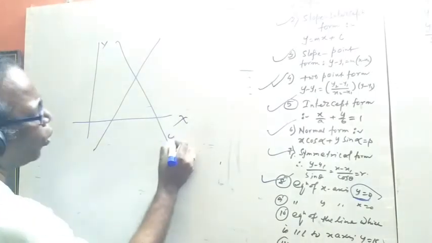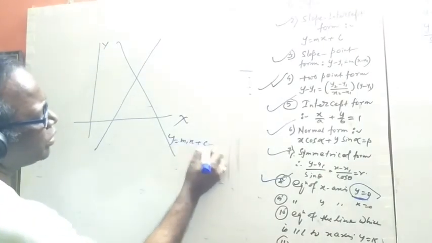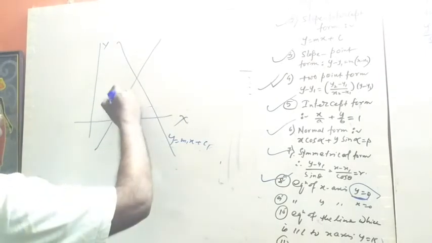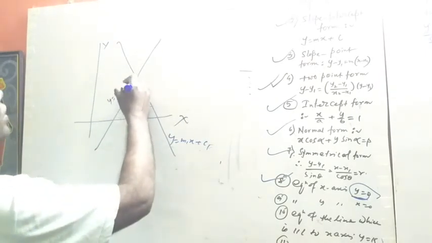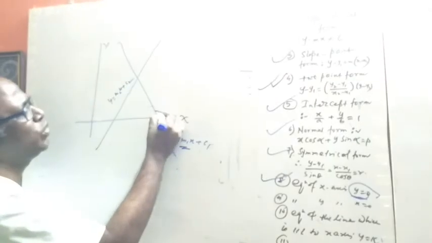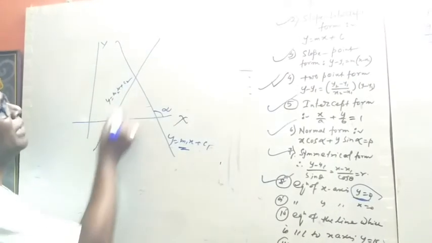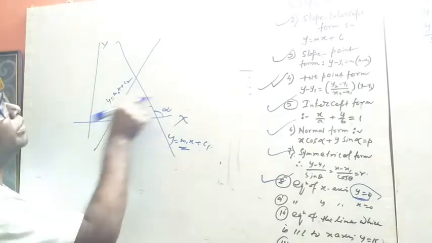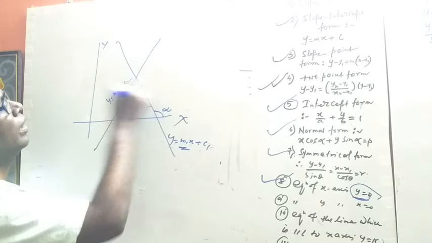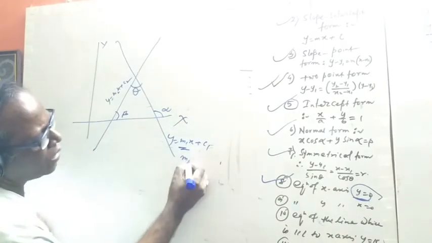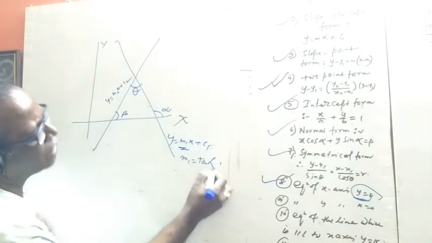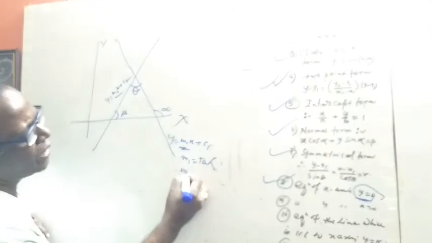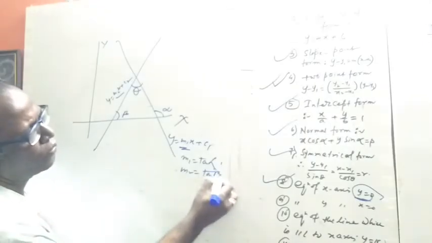Let's see, this is y equal to m1x plus c1 and this is y equal to m2x plus c2. And given that m1 is called the slope of the line. Let us assume it makes an angle alpha, and the same as this line, makes an angle beta. The angle between the two lines be theta. So m1 is tan alpha, and m2 is equal to tan beta.